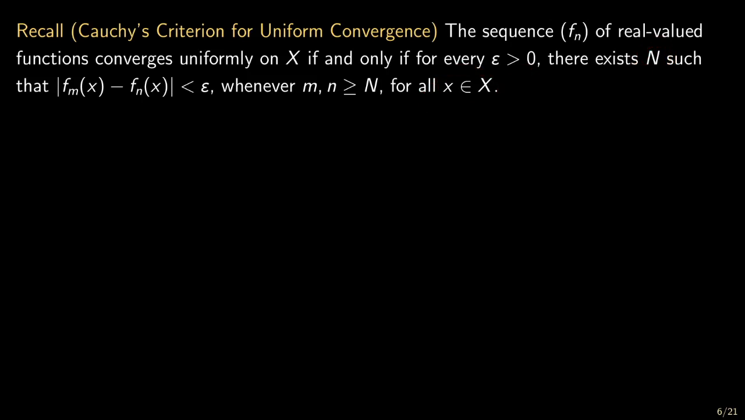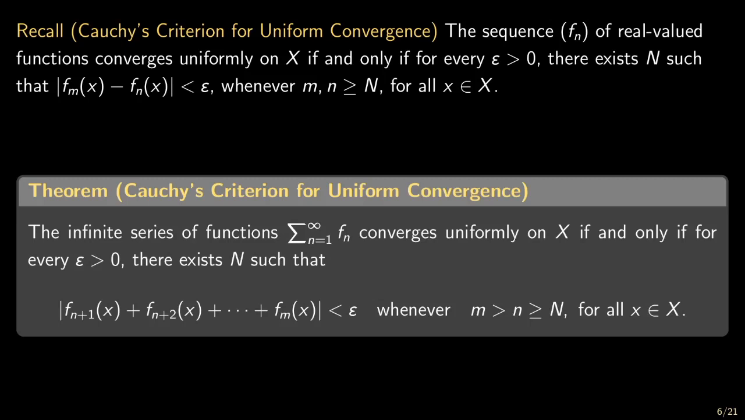Now, for an infinite series of functions, we simply apply this criterion to the sequence of partial sums, taking note that s sub n is f sub 1 plus f sub 2 plus up to f sub n, and if m is greater than n, we can get s sub m minus s sub n as this sum.